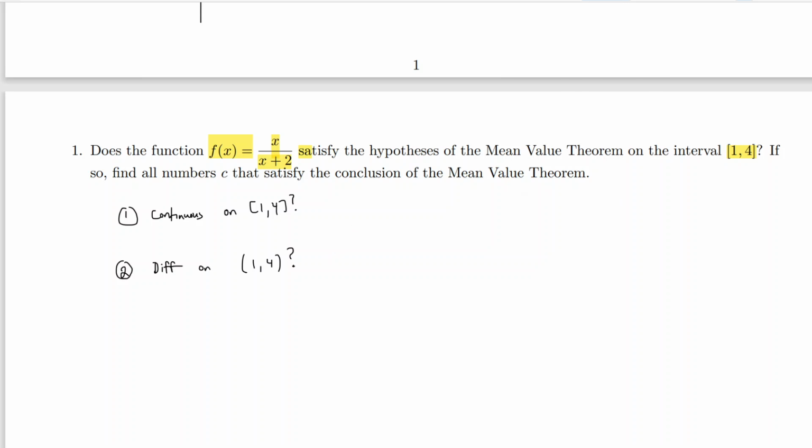Well, how do we check continuity? We just check the domain. That's something we talked about before. When you want to check the continuity, just check the domain. Because we have a fraction here, basically the only time we're not going to be continuous is when the denominator is 0. So to do that, we set the denominator equal to 0 and solve it, and we get x equals -2. All right, x equals -2 is the only x value where f is not continuous.